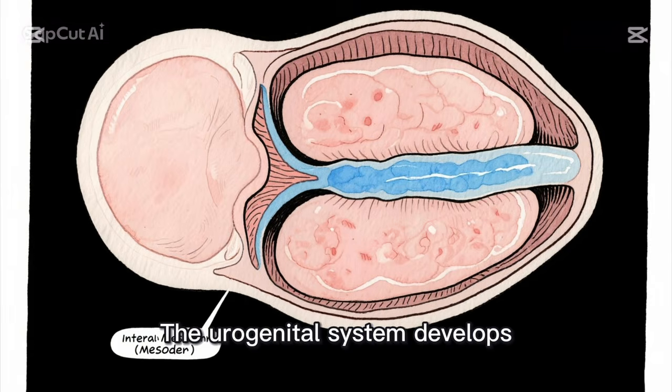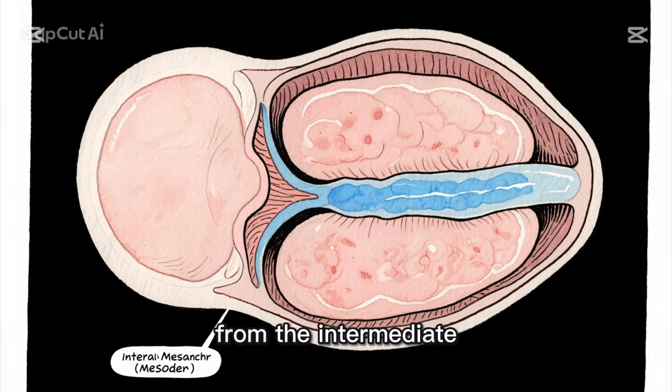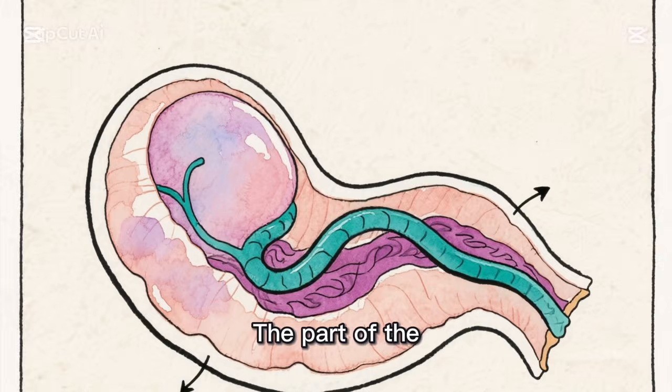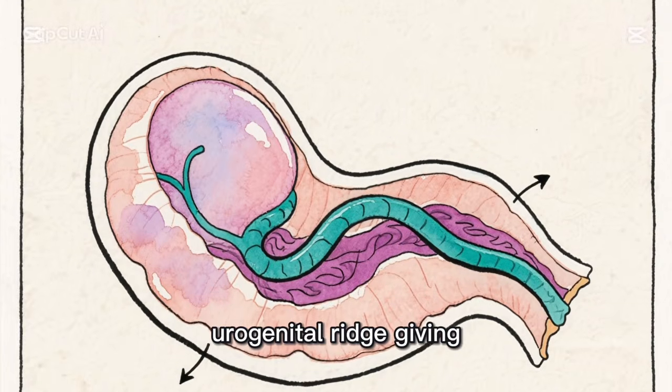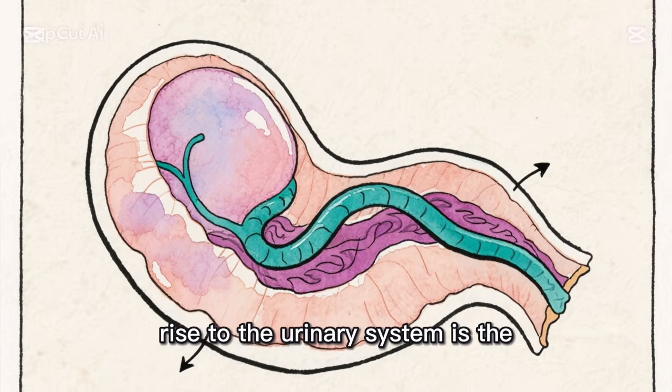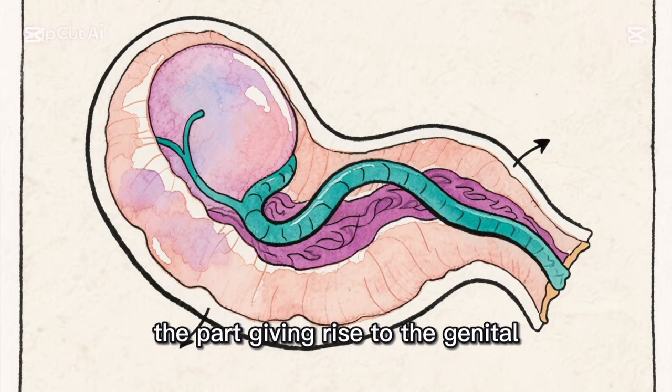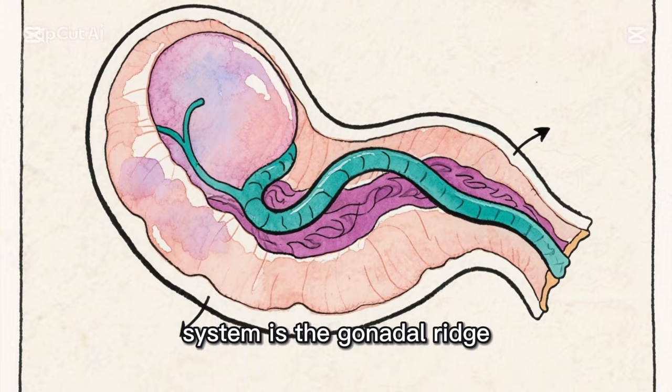The urogenital system develops from the intermediate mesenchyme, mesoderm, the urogenital ridge. The part of the urogenital ridge giving rise to the urinary system is the nephrogenic cord, and the part giving rise to the genital system is the gonadal ridge.